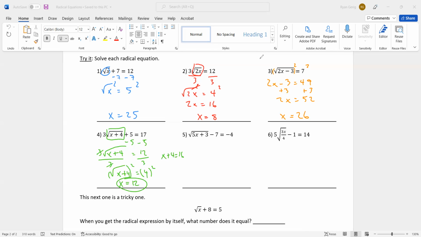Okay. I'm going to make a mistake on number 5. I'm not really sure where I want to make my mistake yet, but I'm going to tell you that I'm going to make a mistake so that I can see where checking can be helpful. So add 7. All right. And I'll get square root of 5x plus 3 equals 3. Now I'm going to square both.